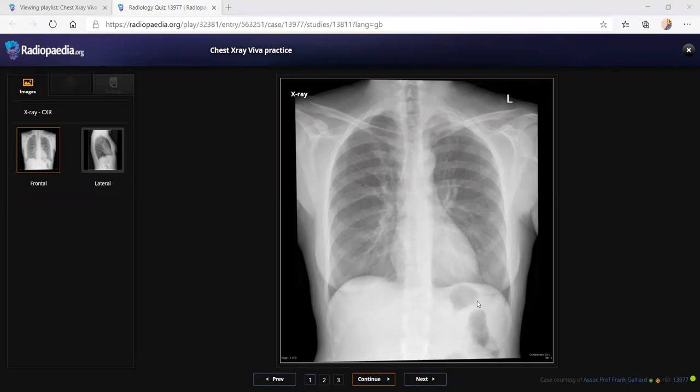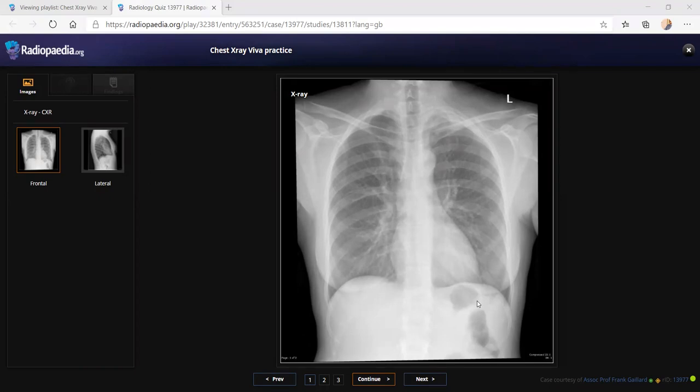So now I'm moving to the hila. They are V-shaped, so they appear normal in shape. I'm now looking beneath the diaphragm. I do not see any abnormality. Now I'm going to the bones. I'm looking at both the clavicles. They appear normal in morphology, no erosions. I'm looking now at the ribs.